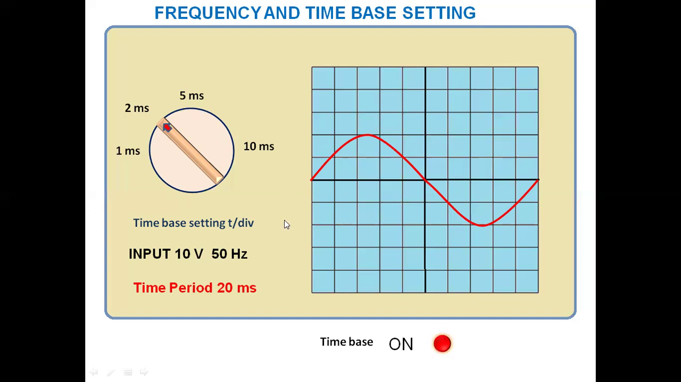Okay, so the appearance of the trace has changed just because of the change in setting. The input is not changed, that is same, that is 10 volt, 50 hertz, time period 20 millisecond, but the time base setting changes, so the appearance of the trace changes. When we decrease the time base setting, the number of waves appearing on the screen also decreases.